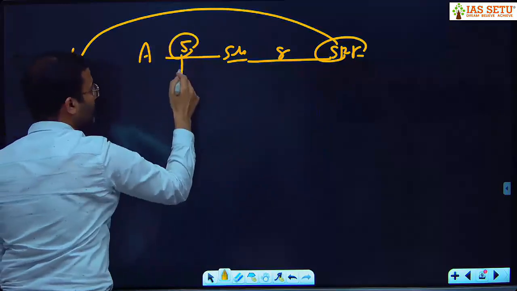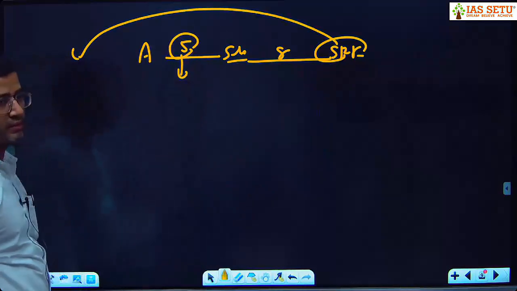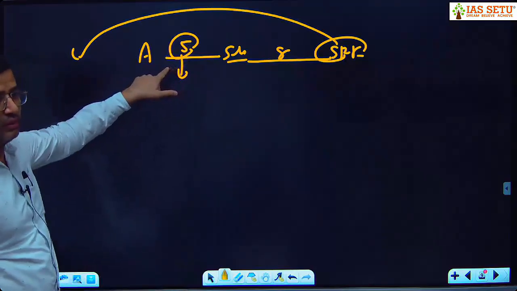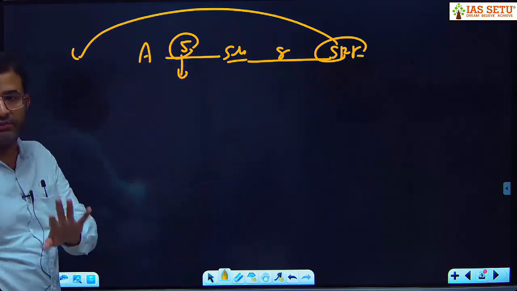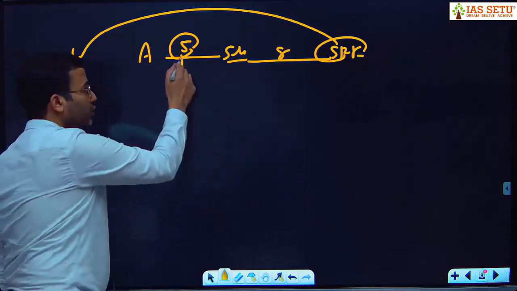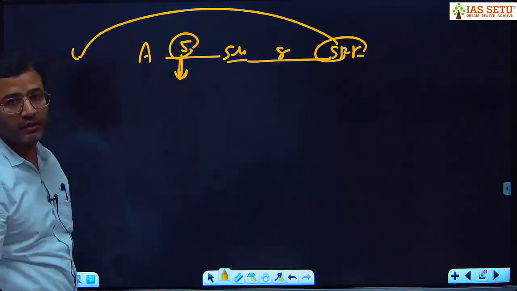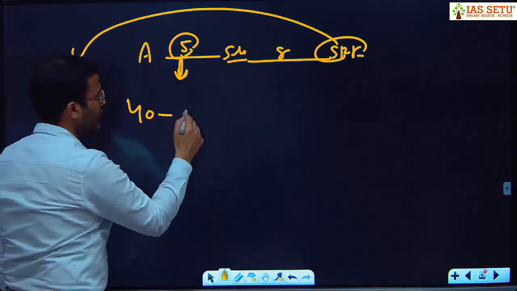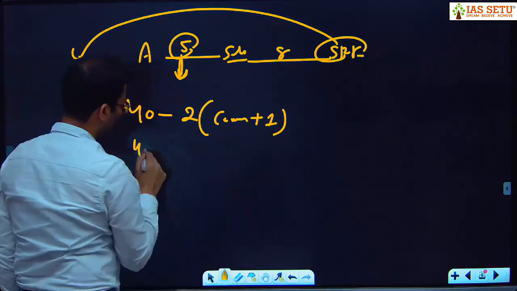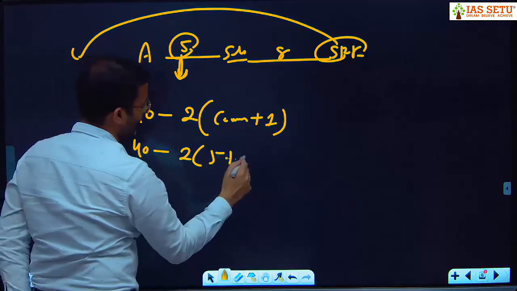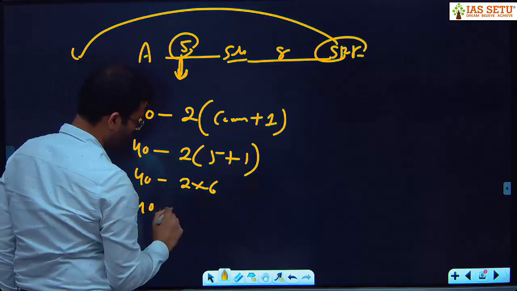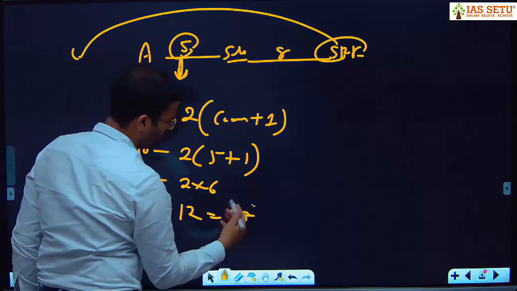So we are making this 5 person common. This 5 will be common. For the 3 people, Amir, Salman, Shahrukh, make a diagram. Try to find what is common. 5 are going to be common. So the answer will be 40 minus twice common plus 1, 40 minus 2 into (5 plus 1), 40 minus 2 into 6, 40 minus 12, 28.